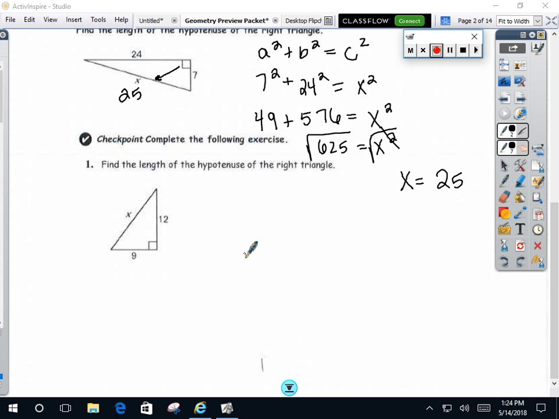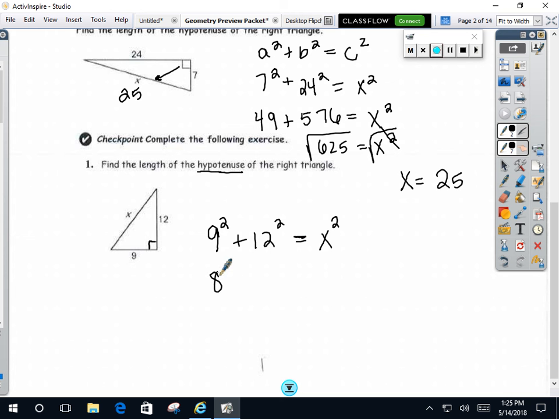Number 1, find the length of the hypotenuse of the right triangle. Okay, so they tell you that the hypotenuse is the one that you're trying to find, so obviously this is the hypotenuse. These are the legs because they are the ones that form this right angle. Now, it doesn't matter what you call them. This could be A or that could be A, but whichever one you call A, the other one's B. So if you go with A is 9, that would be 9 squared plus 12 squared equals x squared.